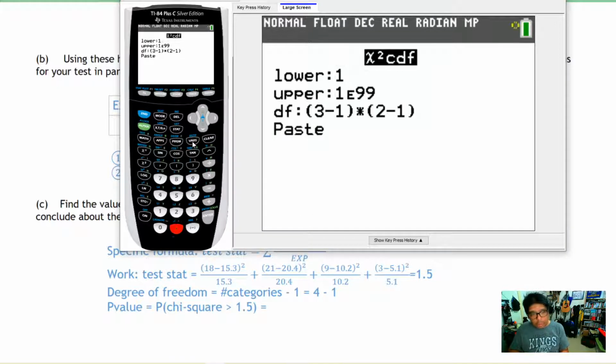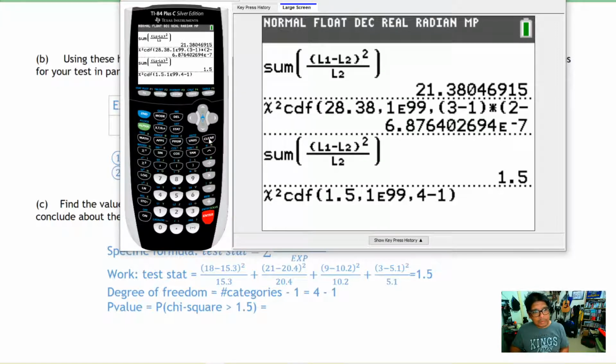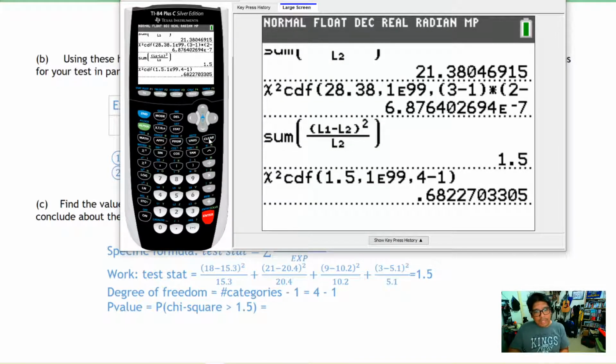And we'll go ahead and grab our calculator again, and we will get to the distribution menu, chi-square CDF. The lower bound is always your chi-square test statistic. Your degree of freedom here is going to be 4 minus 1. We'll paste that, and that gives us 0.6823.